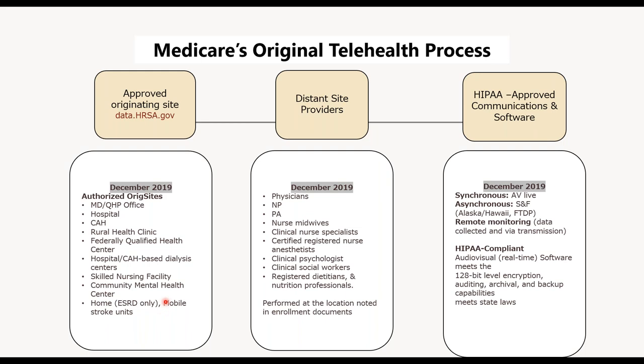And that was it. Then mobile stroke units, these were placed strategically all around, and if you were having a stroke or anything like that, you could do it through a mobile stroke unit as well. But these are the only places. If you were a patient who needed telemedicine and your doctor was hours away, and you lived in a health professional shortage area, you could get telemedicine services by going to a physician or QHP's office, a hospital, a critical access hospital, a rural health clinic, a federally qualified healthcare center, you get the picture here.